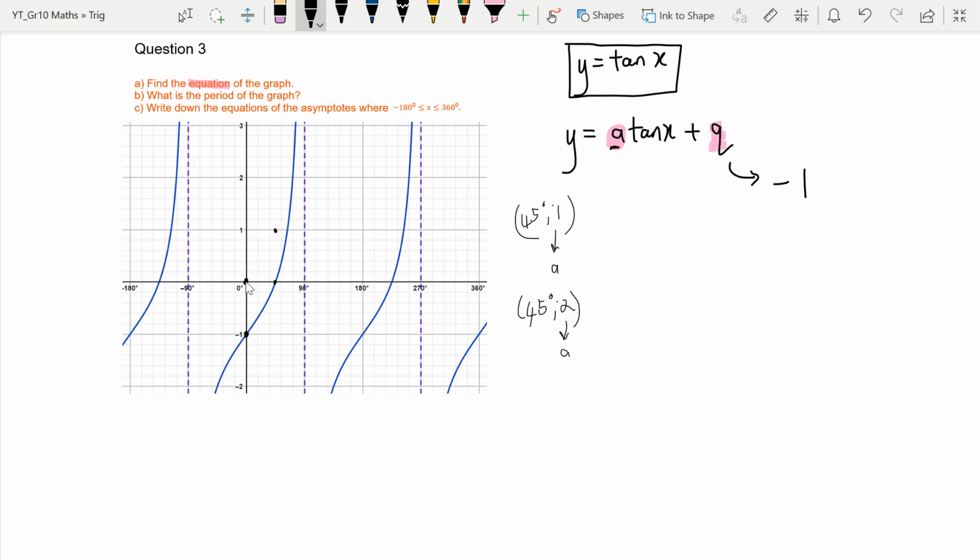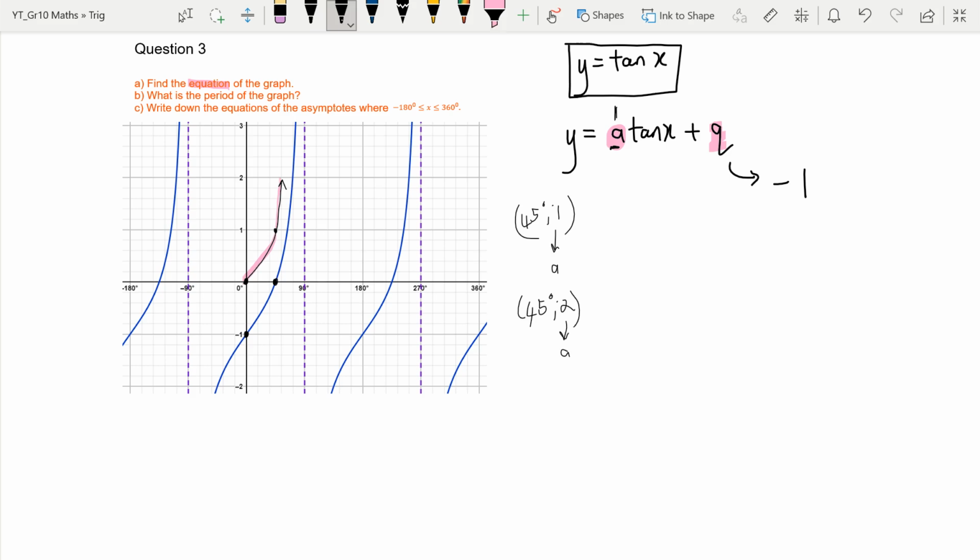So our basic graph will be 0 and then go up and cut at (45, 1). But this whole graph moved 1 down. So it cuts at (45, 0). So it means that our A value didn't change. Our A value is still 1. Let me just say that again. Our basic graph is at 0 and then (45, 1).